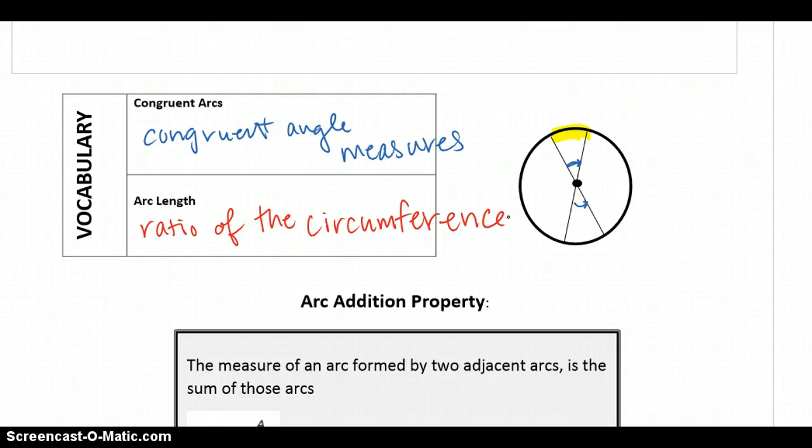And I'm going to show you in a moment how we can calculate that arc length if we know the circumference of the whole circle. But the arc length is the actual distance here from A to B that you would walk if you were walking around that circle. The arc length is the distance. The measure of the arc is the angle.